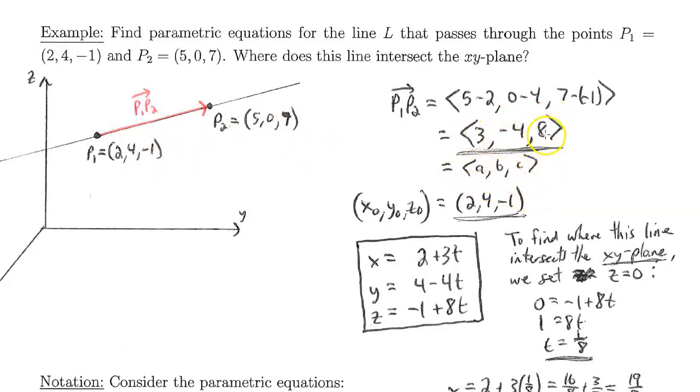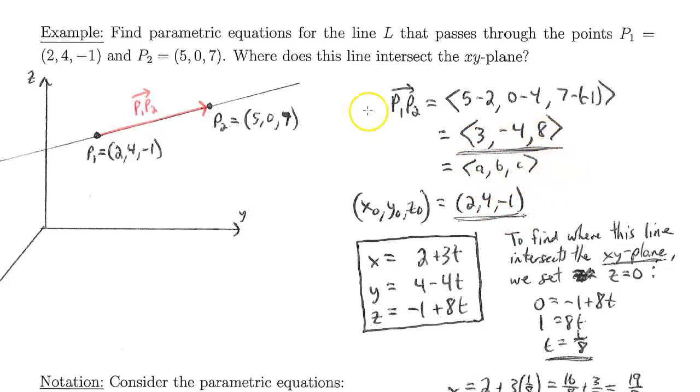It's (3, -4, 8). Now our (x naught, y naught, z naught) we just pick one of these points. Actually, you could really pick either one. Whether the vector is emanating from this point or going out from this point, it doesn't really matter. Okay, so let's just use the first one. So we have (2, 4, -1) as our (x naught, y naught, z naught). So notice the parametric equations are x equals 2 plus 3t, y equals 4 minus 4t, and z equals -1 plus 8t.